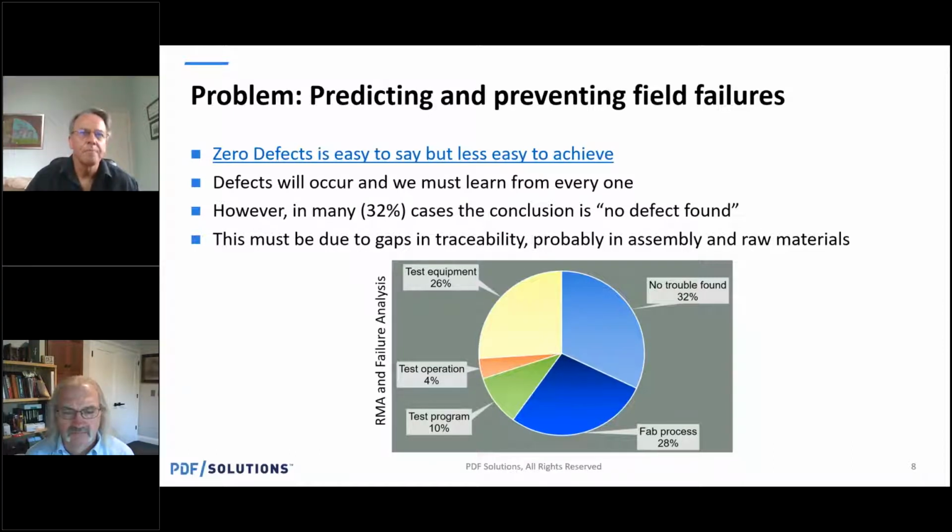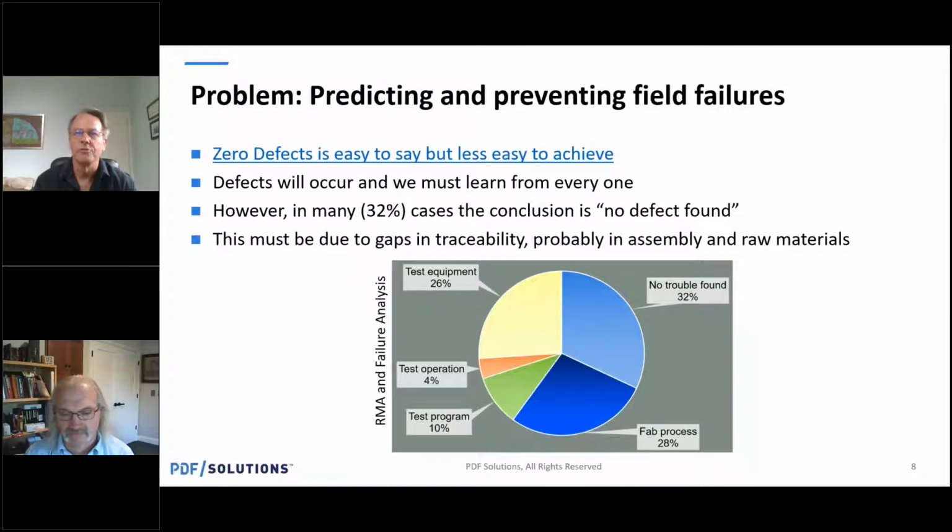So we're moving now from the response to an RMA to, once we've responded to an RMA, how do we predict and prevent the failures occurring in the future? This comes down to this whole drive towards zero defects. It's easy to talk about zero defects and push toward it, but it's much less easy to achieve. One thing's for sure, we need to know every time anything goes bump in the night out there in the field, we need to learn from it.